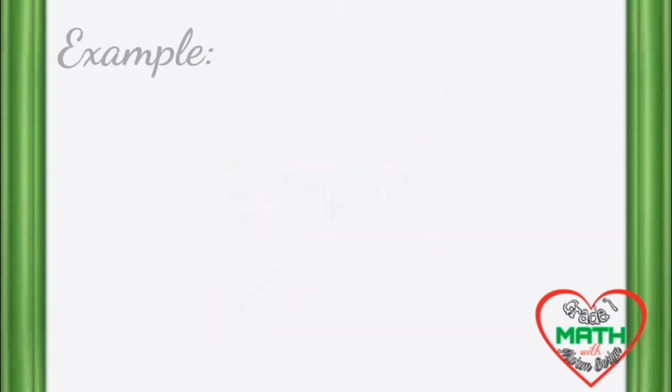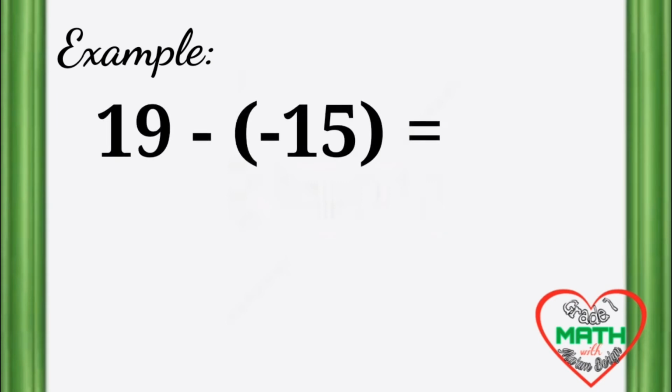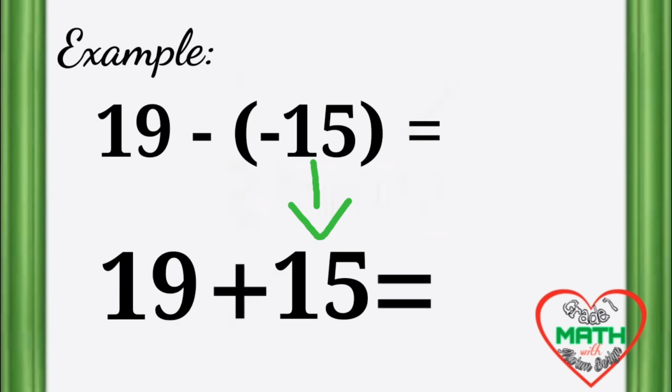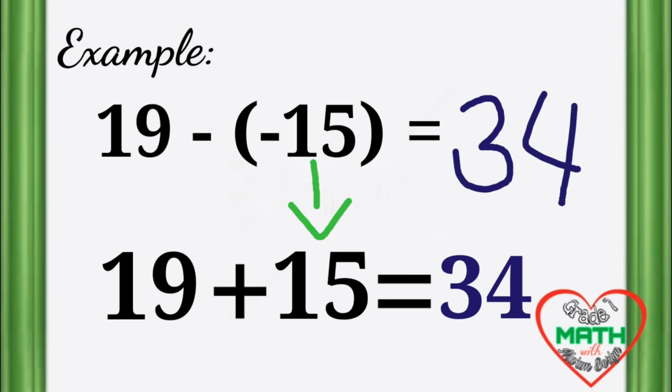Now let's have an example. 19 minus negative 15. First, we will change the sign of the subtrahend from negative to positive. Then, we will just copy the same minuend and proceed to addition. 19 plus 15 is equal to 34. Therefore, 19 minus negative 15 is equal to 34.